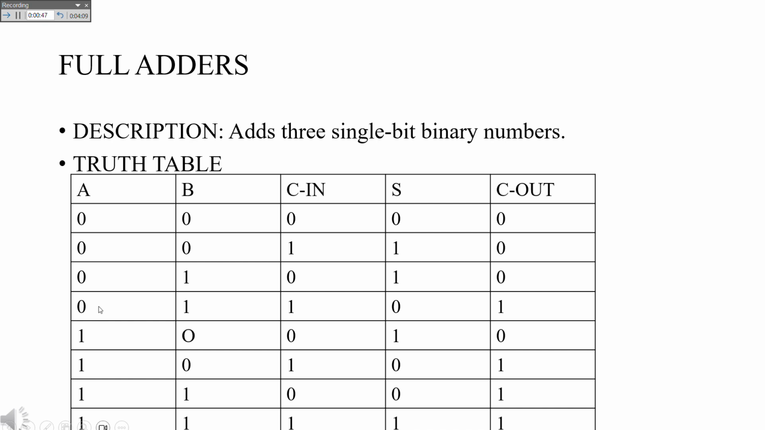Now, the logic equation for this truth table is the sum, which will be equal to A plus B plus C in, and the carry will give us an output of A dot B, in a bracket, plus A dot C in plus B dot C in. So that will be the logic equation for this full adder.